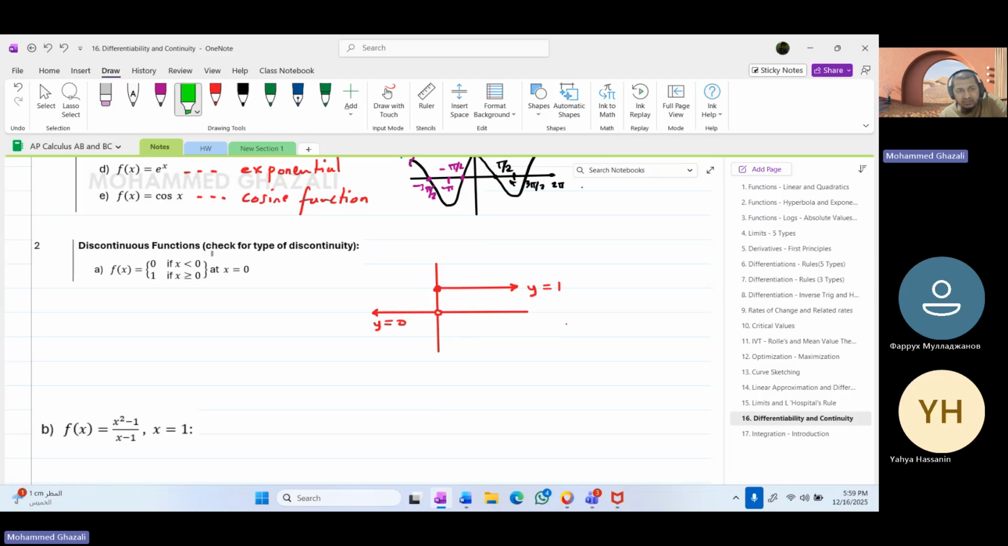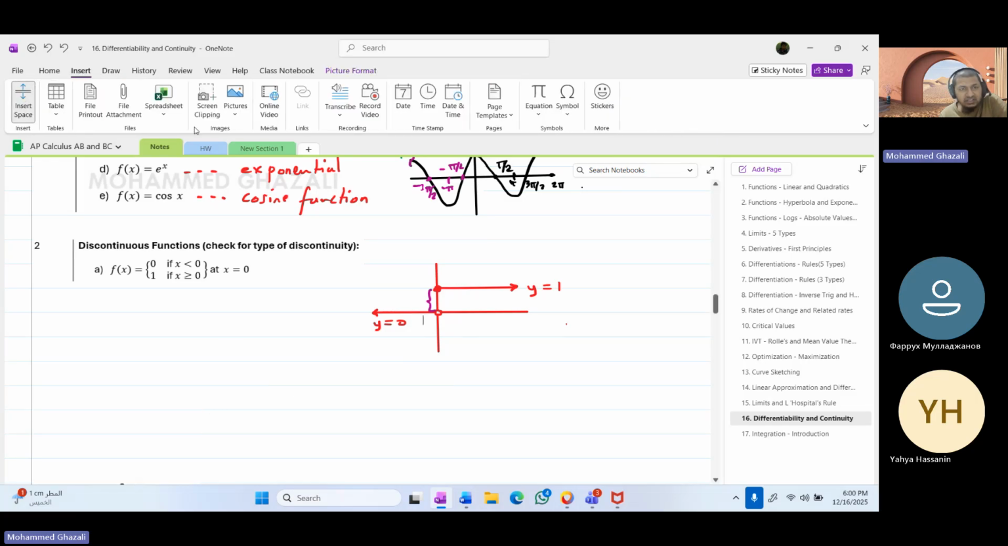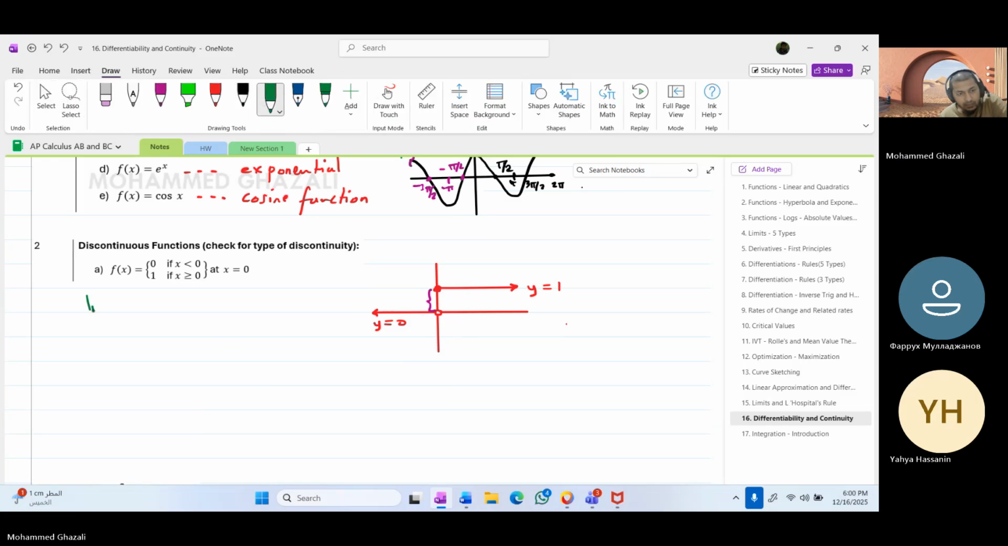So I want to know the type of discontinuity here. The type of discontinuity is clearly a jump. So we need to illustrate it. We need to show some calculation. Don't just draw a graph. So we're going to say limit as x approaches, we're doing left-hand side limit, since we are investigating the type of discontinuity at x is equal to 0. So 0 from the left of f of x. What is it? 0. Right-hand side limit is limit as x approaches 0 from the right.